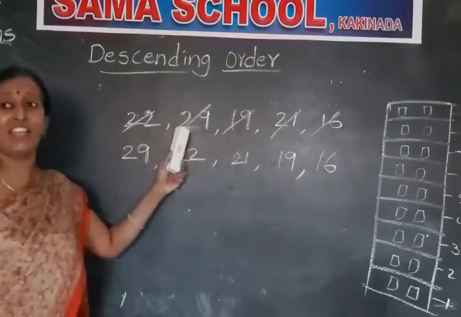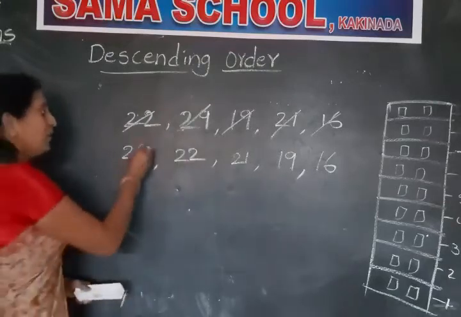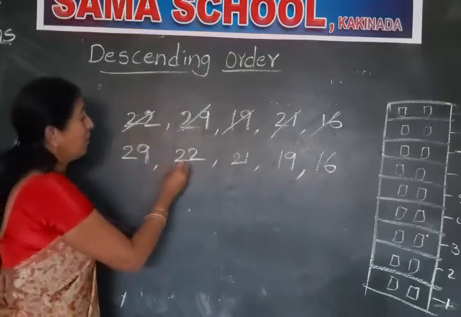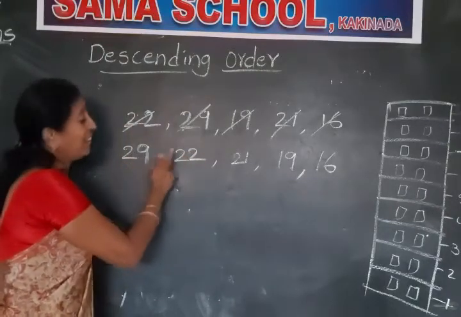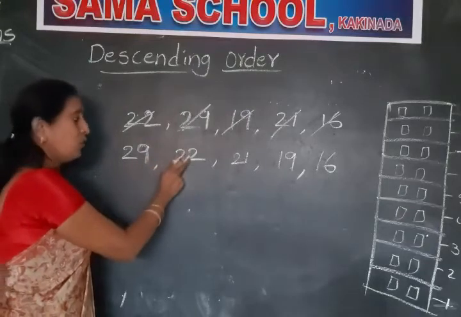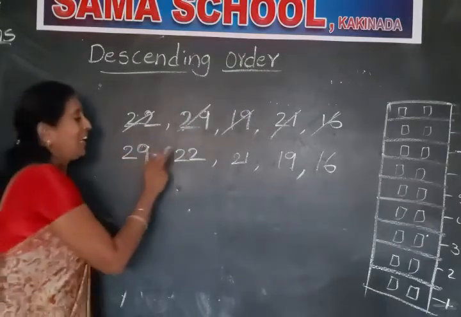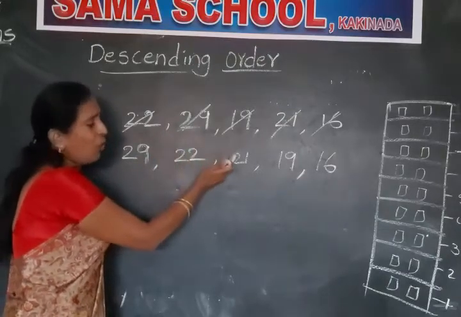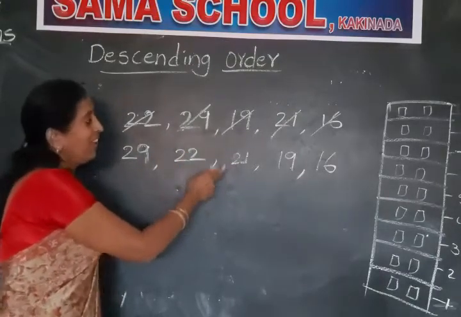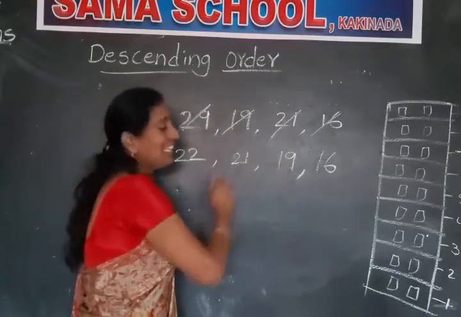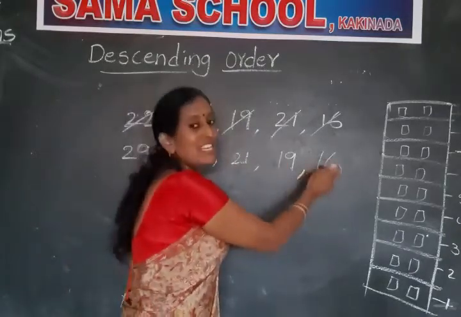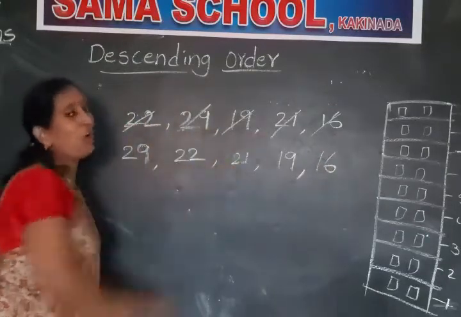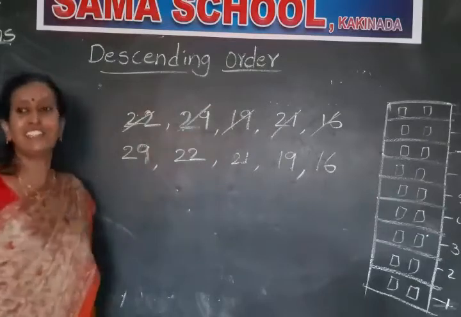In these numbers, you identify easily that 29 is the biggest number. You write 29. Next, you go to the before numbers. 22 is smaller than 29. Now children, 22 is smaller than 29. అంటే 29 కన్నా 22 చిన్నది. దానికన్నా ఇంకా స్మాల్ 21. నెక్స్ట్ 21 కన్నా స్మాల్ 19. 19 కన్నా స్మాల్ 16. Now you arrange like that, biggest number to smallest number. That is the descending order.